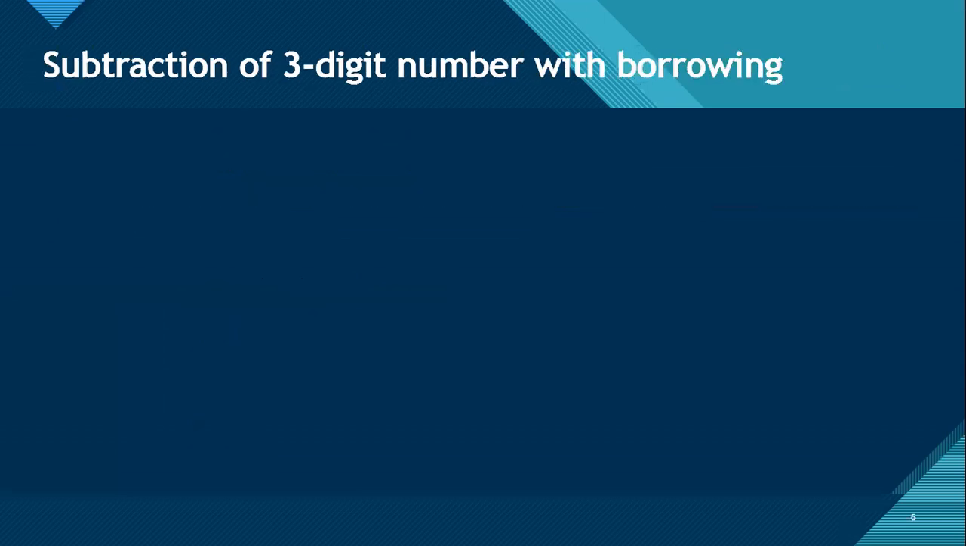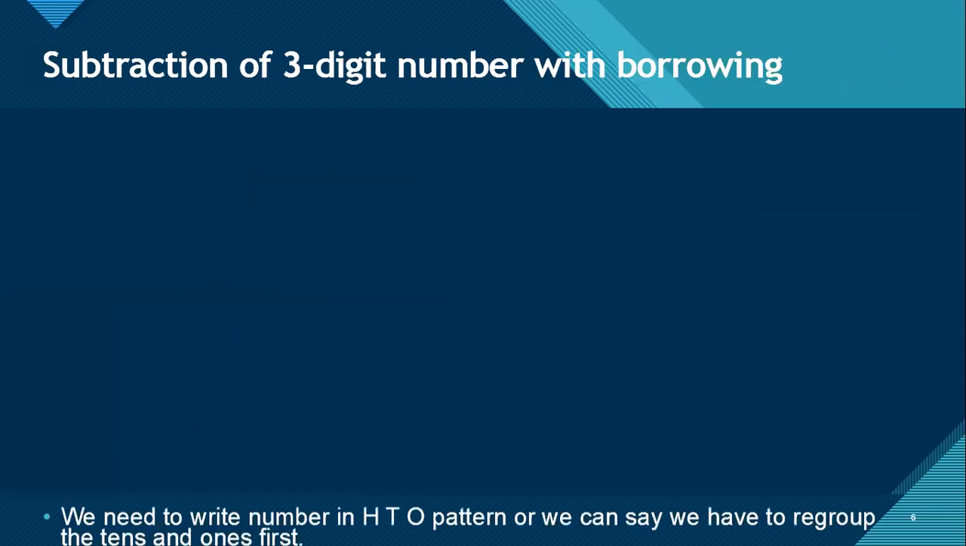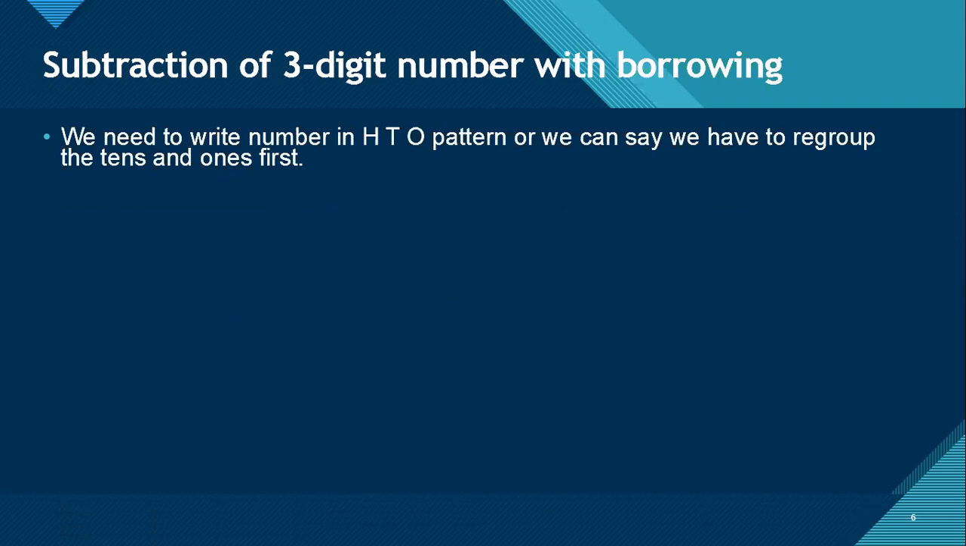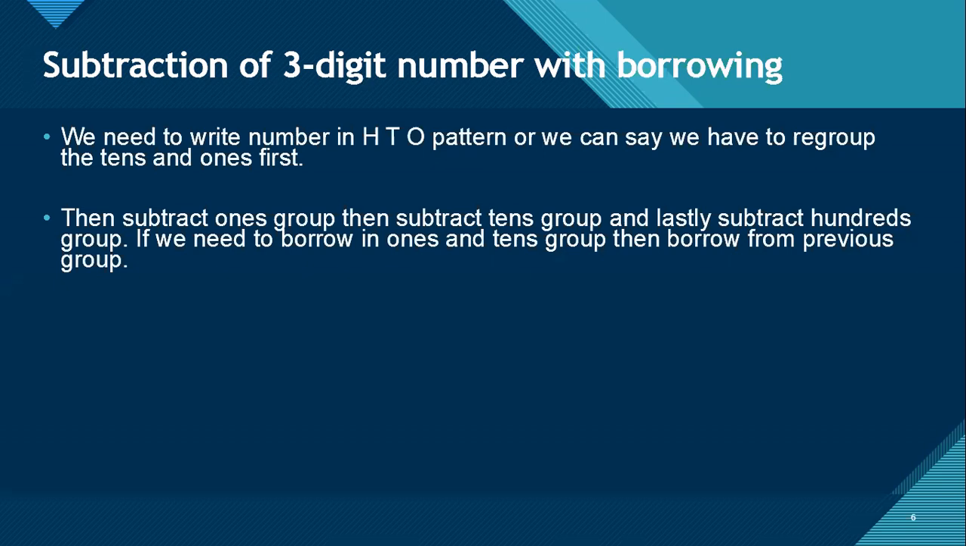The subtraction of 3-digit number with borrowing. Now first we need to write the number in HTO pattern. We have to regroup it, and then we have to subtract ones group, then tens group, and lastly subtract hundred group. If we need to borrow in ones and tens groups, then borrow from the previous groups. Let's say we have an example 5. We have to subtract 216 from 586.